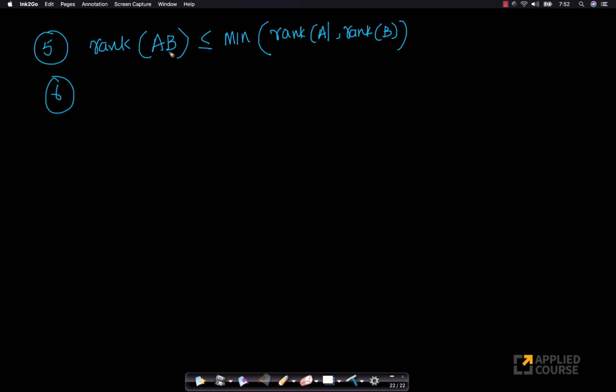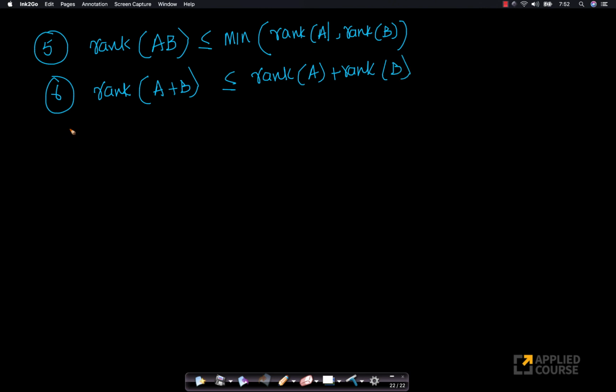Very simple properties again. What it says here is rank of the product of two matrices. If I have two matrices A and B whose product is valid, then rank of AB is less than or equal to the minimum of rank A and rank B. Very interesting concept. Similarly, since we're talking about product, we should also talk about the addition. Rank of A plus B is less than or equal to rank of A plus rank of B.